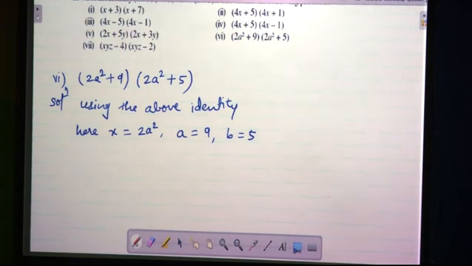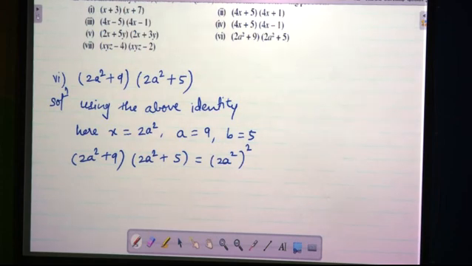So, how to solve it? 2a square plus 9 in first bracket, again 2a square plus 5 in second bracket is equals to x square, 2a square square plus in bracket a plus b, x outside, plus ab. Sorry, I am writing by mistake a here, it is 9 into 5. And here also I wrote by mistake a and b, it is actually the values of a and b I should write here.